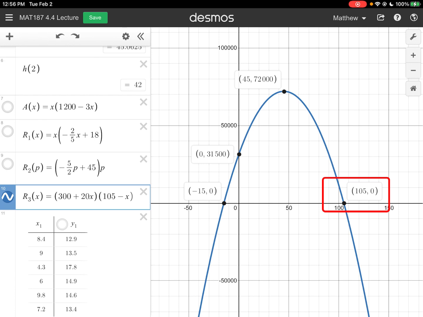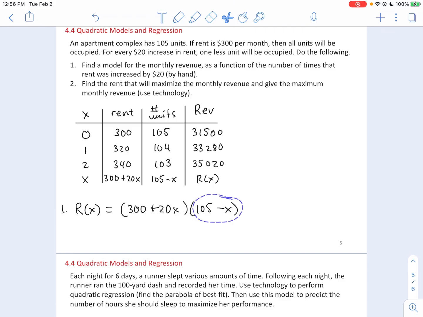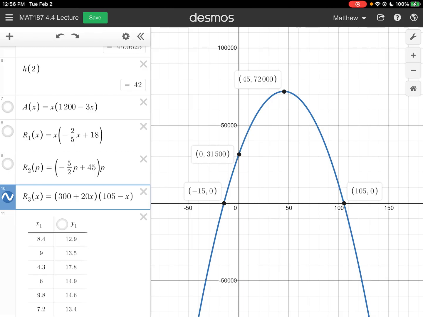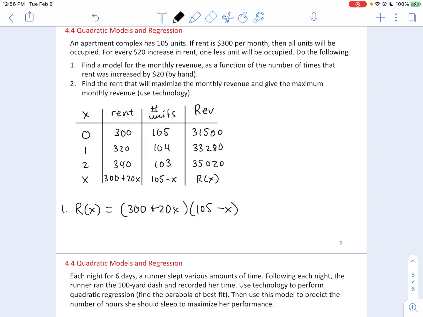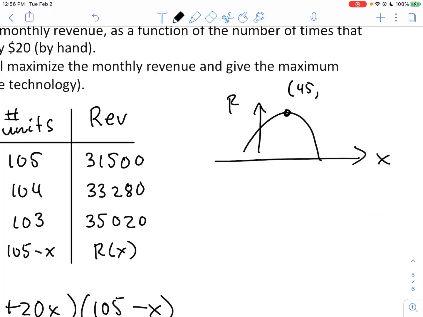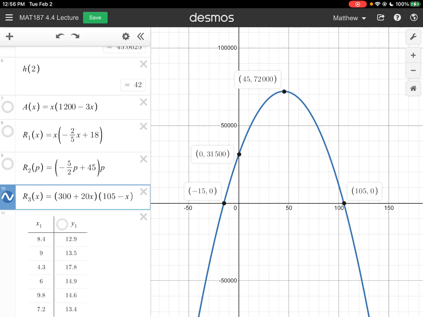Look at the x-intercept down on the bottom right, 105, 0. That's saying that if you do 105 rent increases, you expect a revenue of 0, because the number of units will have shrunk to 0 at that point, so we're going to get 0 revenue. But we're after the maximum revenue, and that occurs when x is 45 and the revenue is 72,000. So a little image, this is r against x. The maximum of this was at x equals 45 and revenue was 72,000.